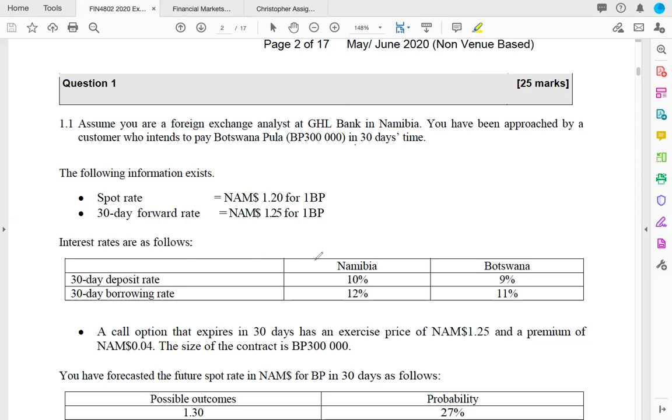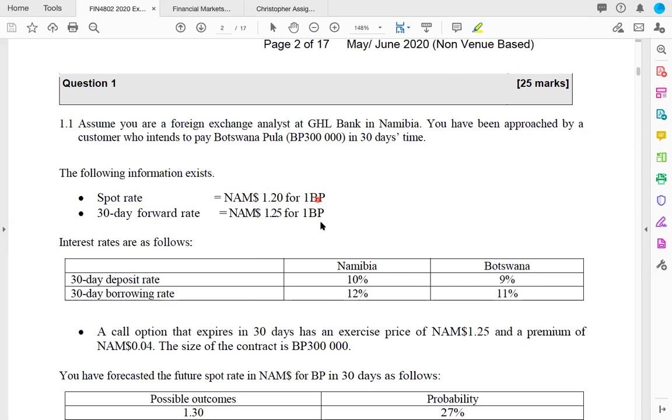And then we're also given interest rates. We're given the Namibian 30-day deposit rate. If you deposit money in Namibia for 30 days, you get 10% interest. If you deposit money in Botswana for 30 days, you get 9% interest. If you borrow money in Namibia for 30 days, you pay 12% interest. If you borrow money in Botswana for 30 days, you pay 11% interest.